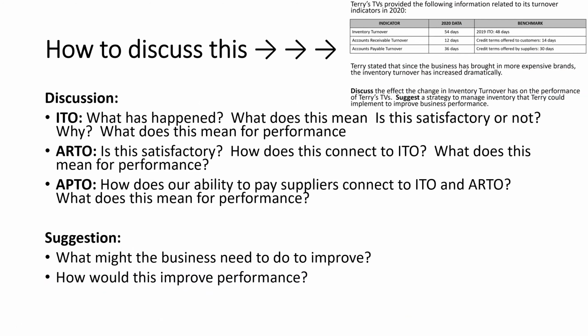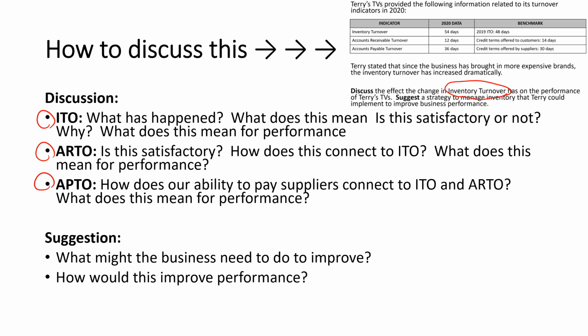So this is how you might break down your discussion. You might want to have a look at each of these indicators and then think about how they're connected. So for example, with inventory turnover, that's our focus in this question, because remember it's asking us in particular about that one. What has happened to it? What does this mean? Is it satisfactory? Why is it satisfactory or not? What does this mean for performance? All of these questions need to be answered.